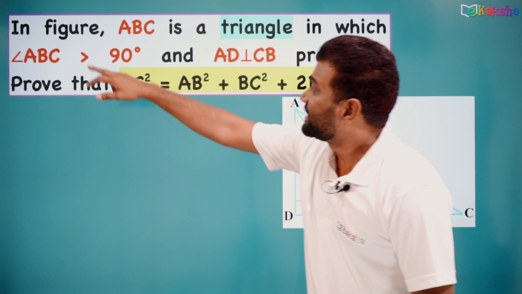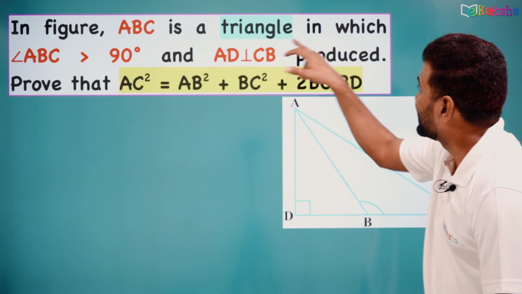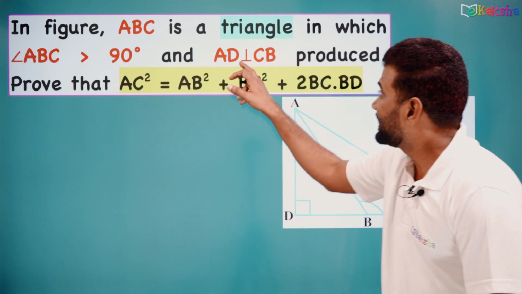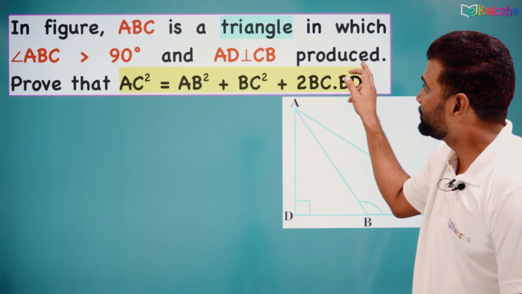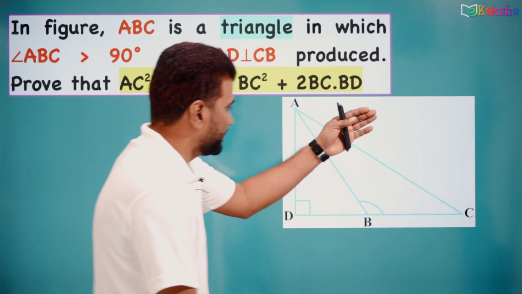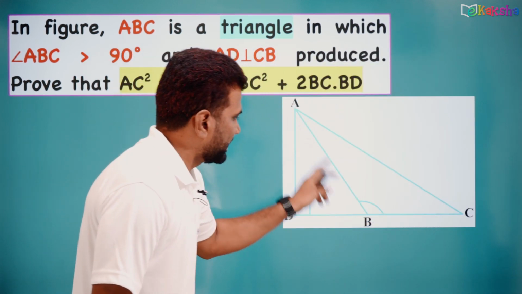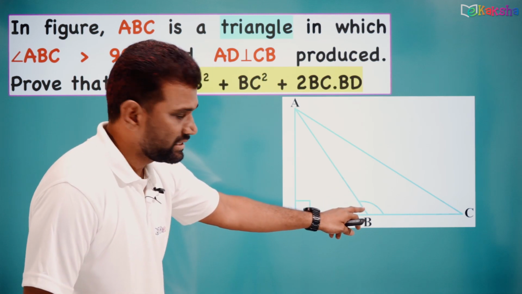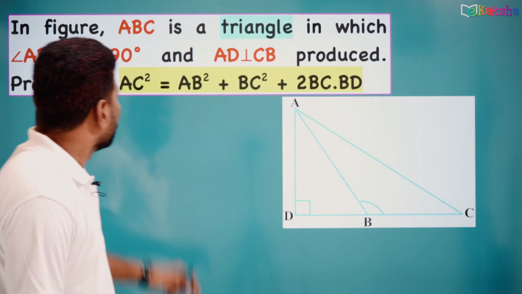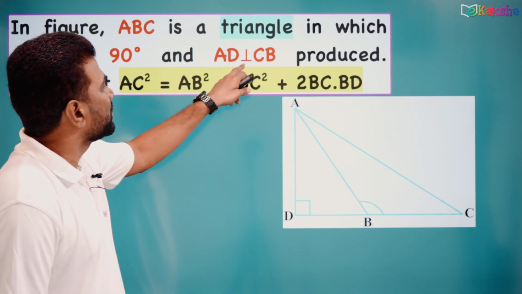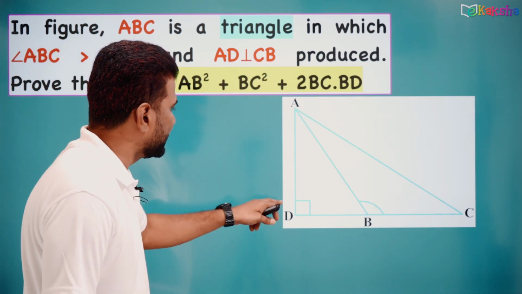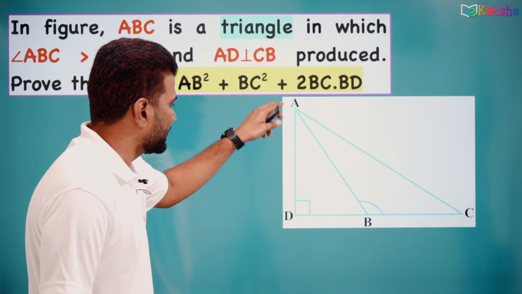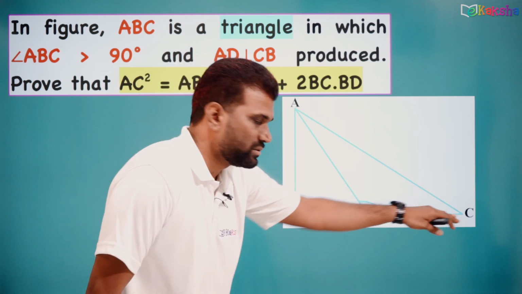The statement is, in the figure, ABC is a triangle in which angle ABC is greater than 90 degrees and AD is perpendicular to CB produced. You can see in the figure, in triangle ABC, angle ABC is greater than 90 degrees. It looks like an obtuse angle, right? So this is given, and AD is perpendicular to CB produced. When CB is produced, AD is perpendicular to this line, right?